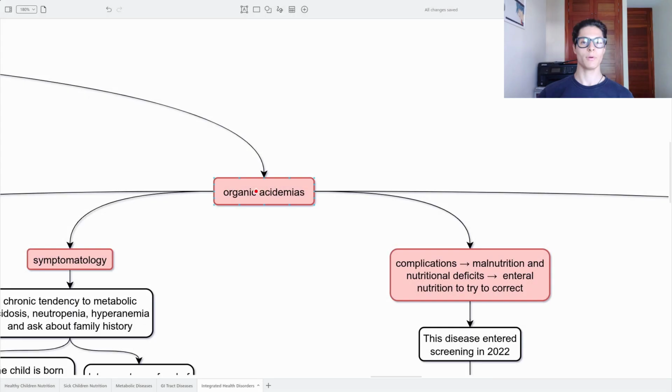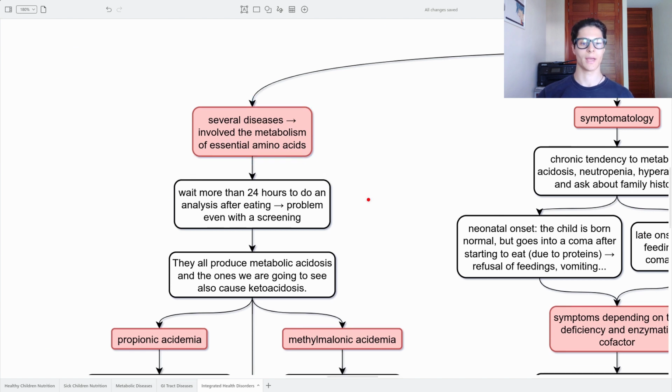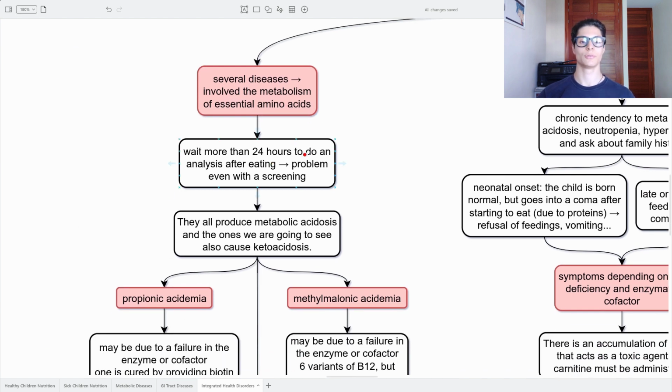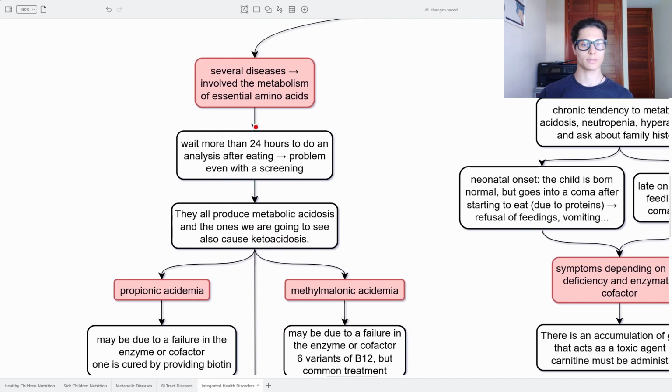depletion. And then we have organic acidemias. So these are several diseases in which the metabolism of essential amino acids is involved. And we have to wait more than 24 hours to do an analysis after eating, because there can be problems even with a screening. They all produce metabolic acidosis, and the ones we are going to see also cause ketoacidosis. So basically here, what we are saying is that once the child is born, we have to wait until he or she eats for the first time, because the main problem is with the metabolism of essential amino acids.